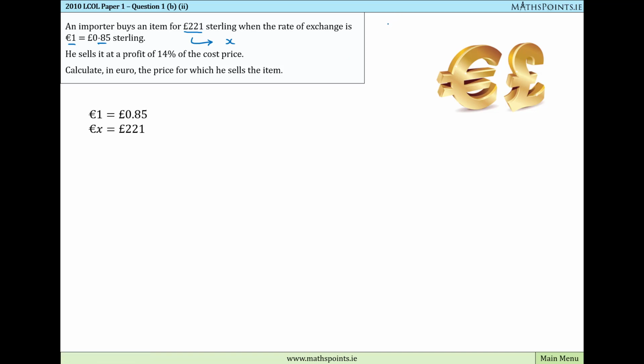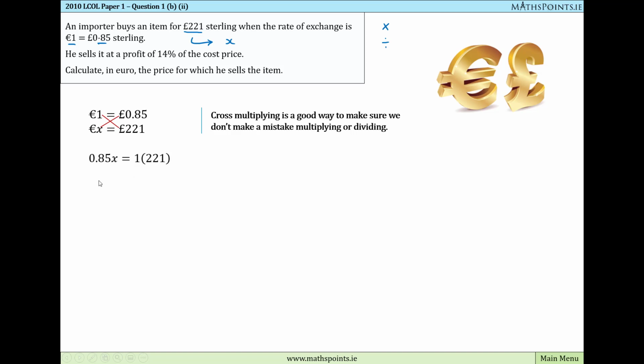Currency questions are always multiplying or dividing the number you're trying to change by the exchange rate. And so to make sure we don't make a mistake, it's a good idea to cross multiply. So X times 0.85 will be equal to 221 times 1. We're saying what value of X would we multiply by the exchange rate 0.85 to get a number of £221. So 0.85X equals 1 times 221.